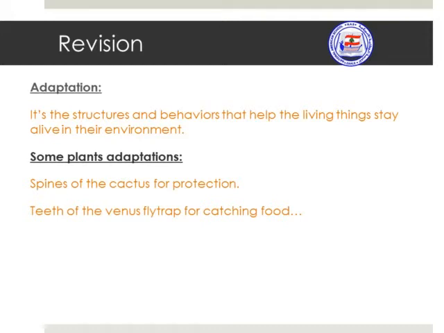First, let's start by reviewing what adaptation means. It's the structures, the body parts, and behaviors that help the living things stay alive in their environment. Now let's review some plants adaptations. The first example is the spines of the cactus that are there for protection. The second example is the teeth of the Venus flytrap, and these teeth help the Venus flytrap catch food.